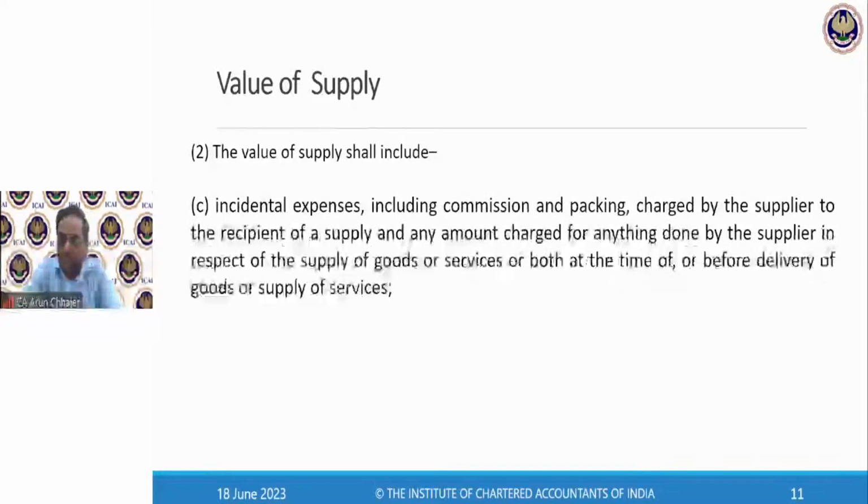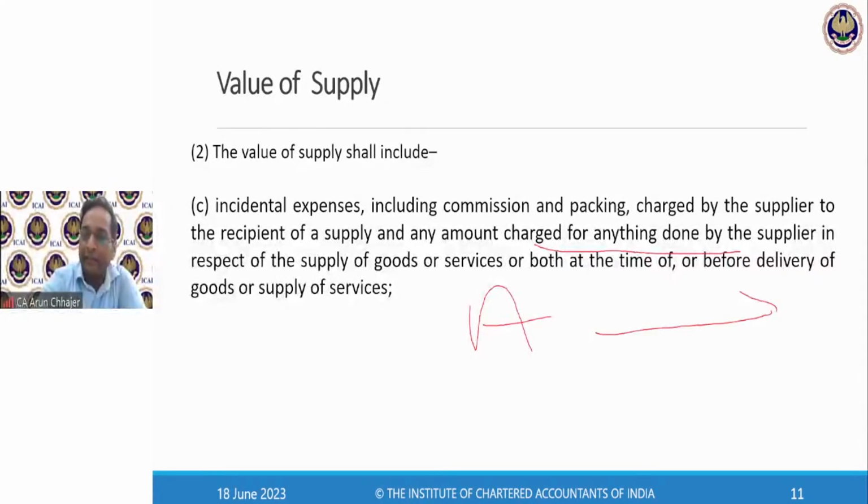Now, clause C says that incidental expenditure, including commission and packing, charged by the supplier to the recipient, and any amount charged for anything done by the supplier in respect of the supply at the time of or before delivery, will be added in the value. You all know. I give you an example, you immediately give the correct answer. Let's say Mr. A is a supplier and Mr. B is a customer. A is supplying goods worth rupees 1 lakh.